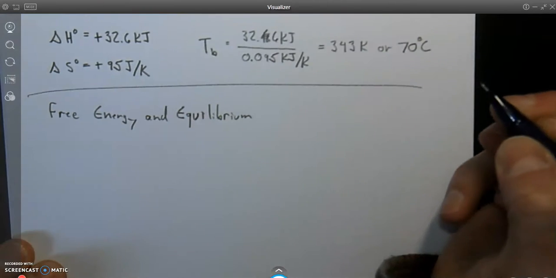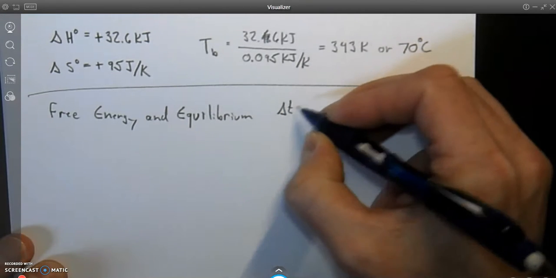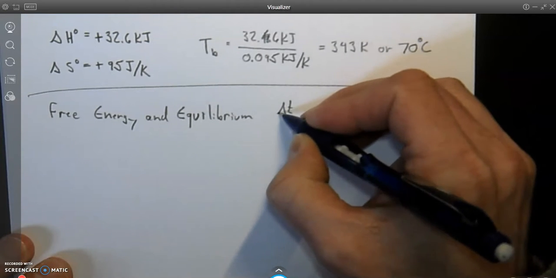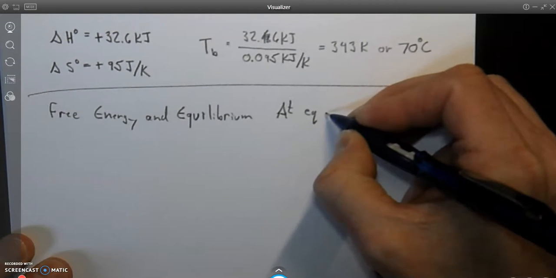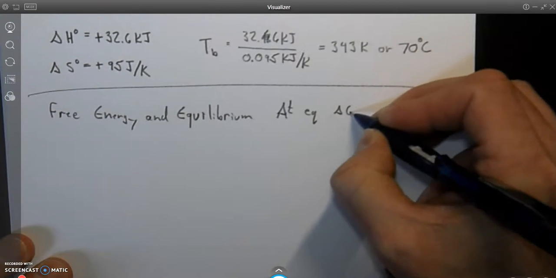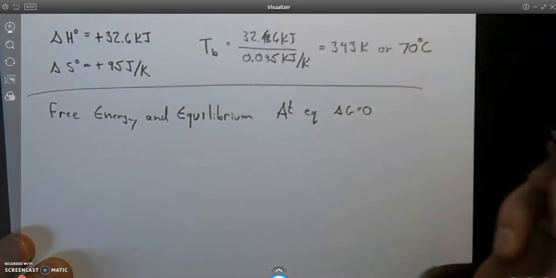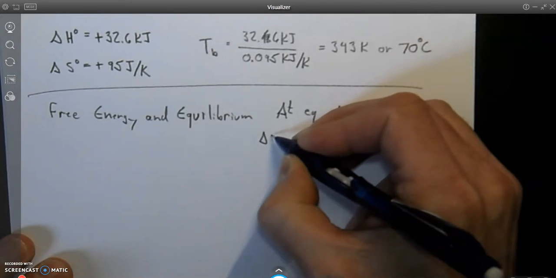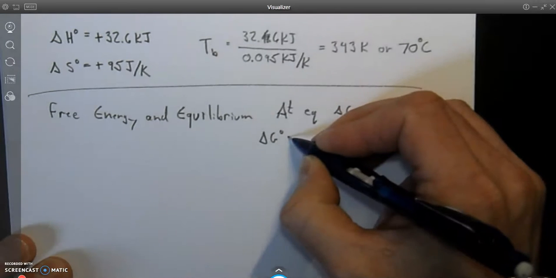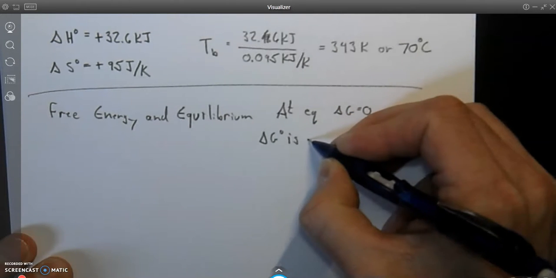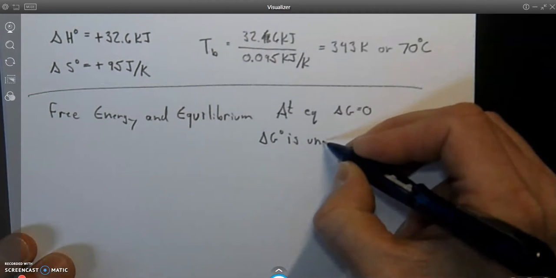Equilibrium. Now, we mentioned before that at equilibrium, delta G is going to be equal to 0, okay? And we have another delta G that we mentioned before. If we have this little naught guy, then we are considered at standard conditions.